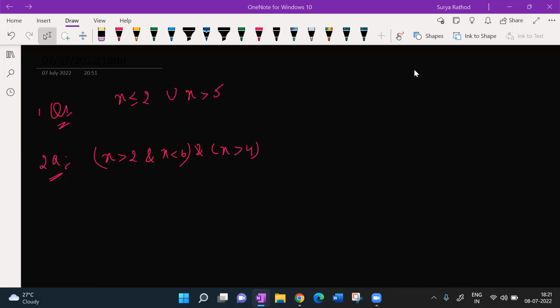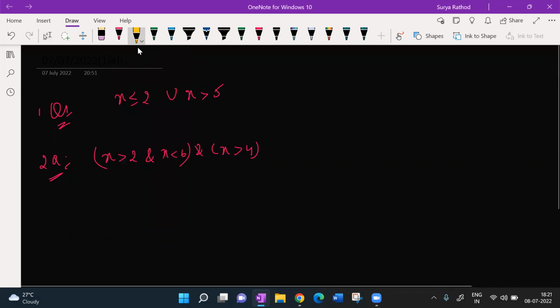For the second question, it's x less than 6, not B. X less than 6.